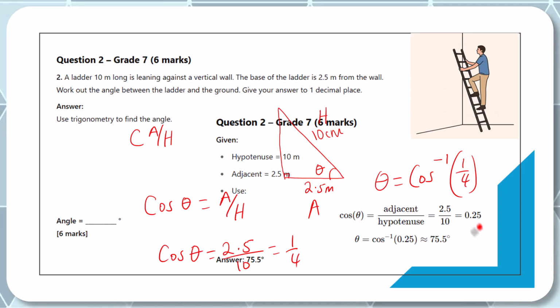Right. So here they have this. Let me just double check. I think I've done something wrong. Actually, it's not wrong, because 1/4 is the same as 0.25. Yes, it's exactly the same. So if you put this in the calculator, that should give approximately 75.5 degrees. Okay.